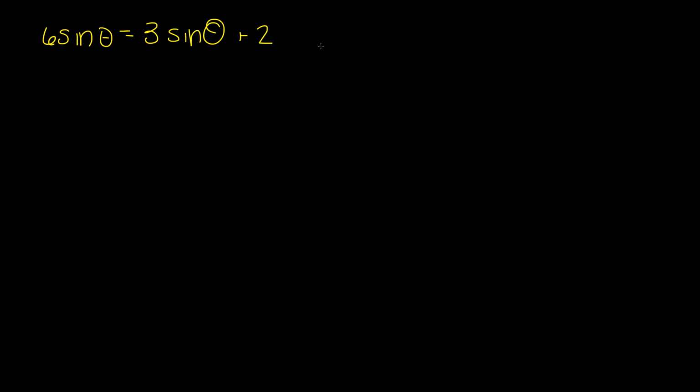And we're looking for values between 0 and 2 pi. So we're not looking for any radians outside of 2 pi. All right, so looking at this, I want to try to get the sines or the thetas on one side of my equation and the values on the other.